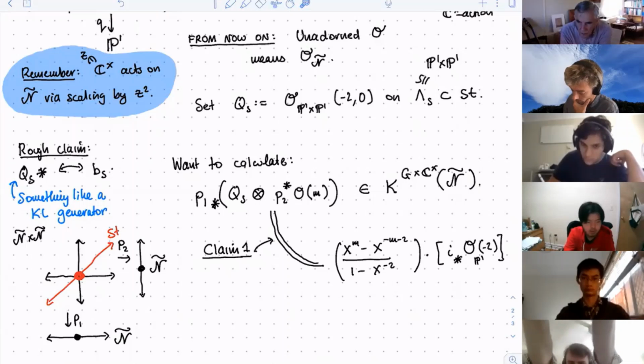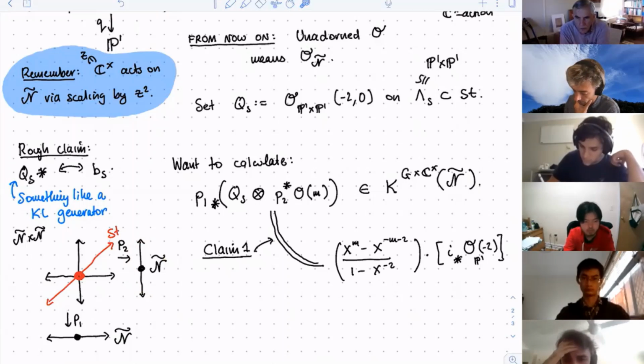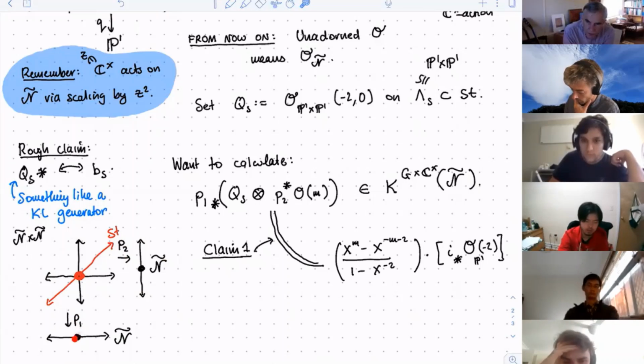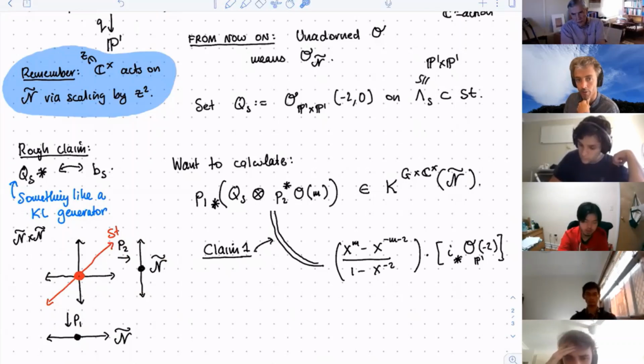So in this picture, we start with something here, we pull it back, and so it's a vector bundle here, a line bundle here, but we tensor with something that's just supported here, and we push forward, and we get something that's just supported here. And the claim is that it's the extension to everything of O of minus 2 on the 0 section. And I'll leave it as an exercise to prove this claim.